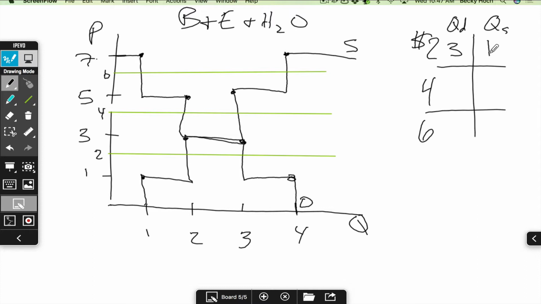At $4, how many am I willing to buy? 2, because I'll pay 5 for the second one. At $4, how many am I willing to supply? 2. I'm only willing to supply the third one for $5. At $6, how many will I buy? Just that one. At $6, how many will I supply? 3.